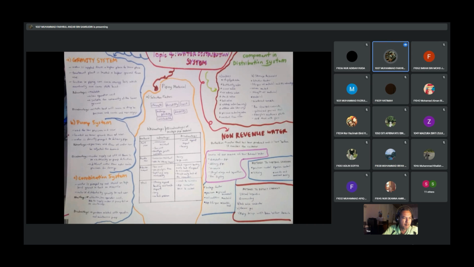Next are the components in the distribution system. First is the valve, then the storage reservoir and reinforced concrete.